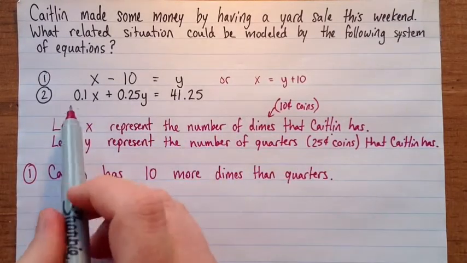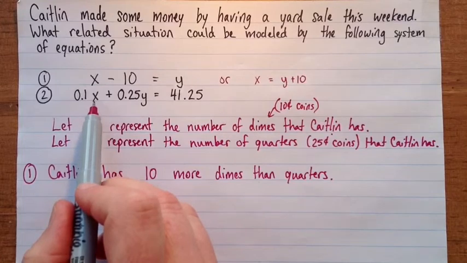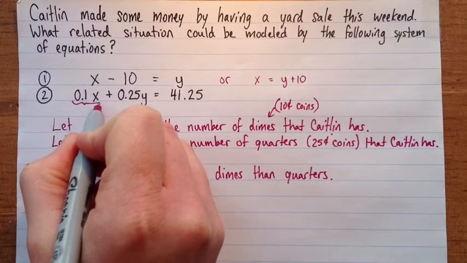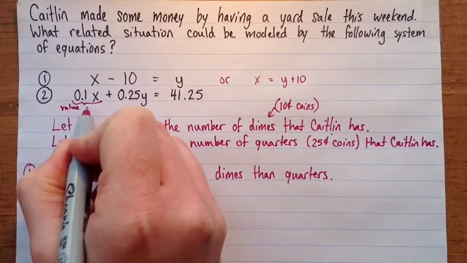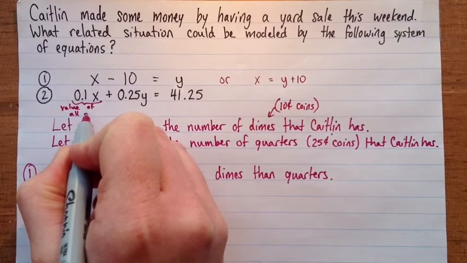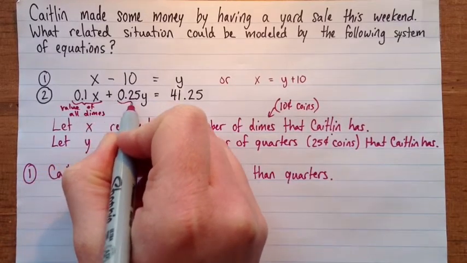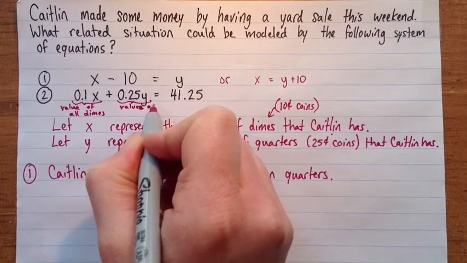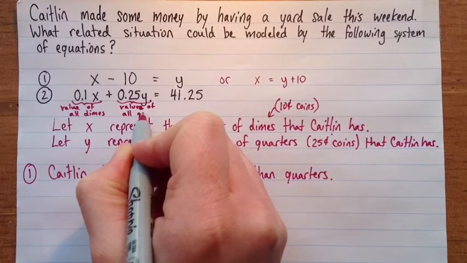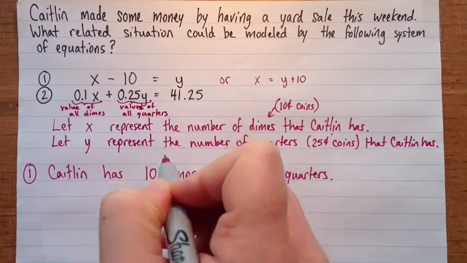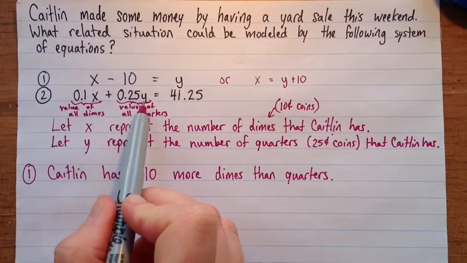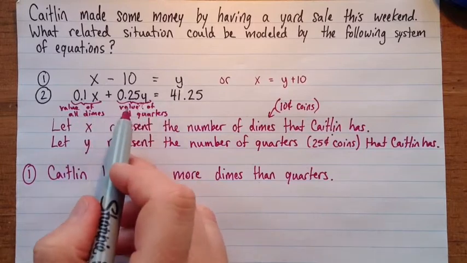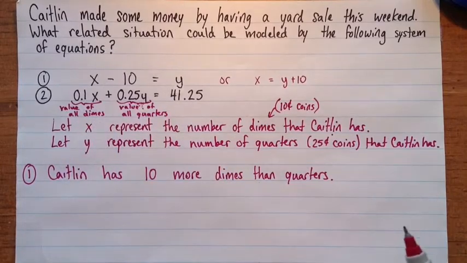And then the second equation here, if we have 0.1 times the number of dimes, that's the value of all dimes. And this, 0.25 times the number of quarters, is the value of all quarters. So if we're doing the value of all the dimes plus the value of all the quarters, and we get 41.25, that means that altogether in her dimes and quarters, she's got $41.25.